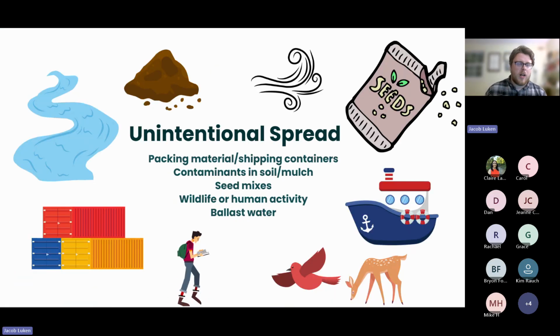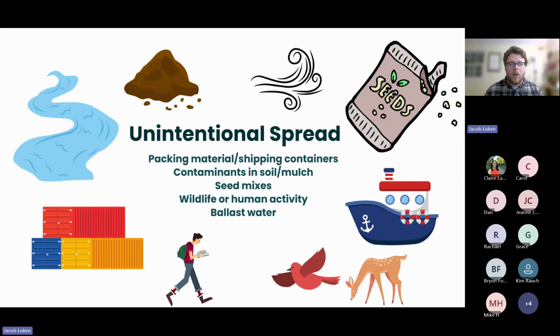So we've got unintentional spread as well as intentional spread. These are things that can come in through packaging materials or contaminants in soil and mulch. They can travel along riverways. A really nasty invasive in southern Indiana called Japanese stilt grass was used as packaging material in large shipping crates rather than packing peanuts.